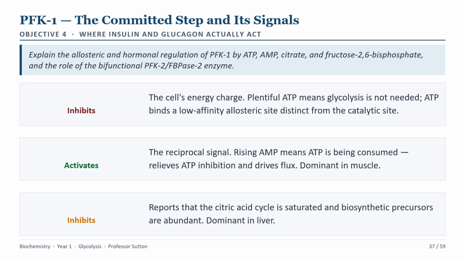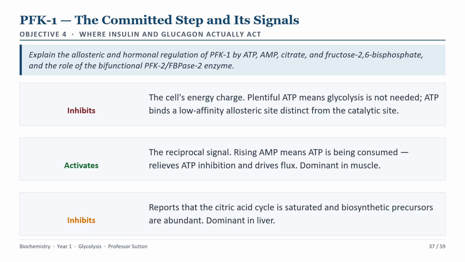ATP is also substrate. However, ATP can inhibit. The resolution is that there are 2 binding sites. There's the catalytic site, which has a high affinity, and a separate low affinity allosteric site that only fills when ATP is abundant. Plentiful ATP means the cell does not need to burn glucose, so the pathway is slowed.